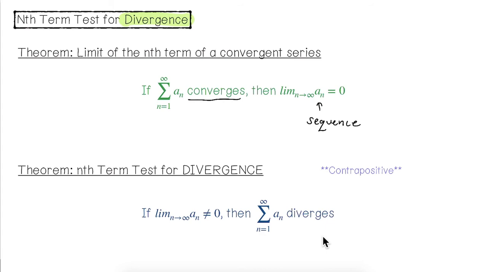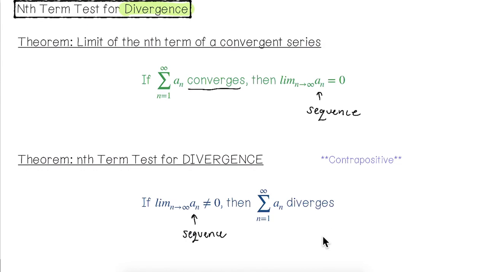Now, the actual nth term test for divergence is the contrapositive of that previous theorem, meaning you flip the order of the sentence and negate both parts. So now we can say if the limit of the sequence is not equal to 0, well, then the infinite sum, the infinite series, must diverge, right? So if your sequence on the inside is not going to 0, your series automatically diverges. But you cannot say that if the limit equals 0, that it must converge. You cannot use this to prove convergence. So we want to be really careful about that. You can only use this for divergence.